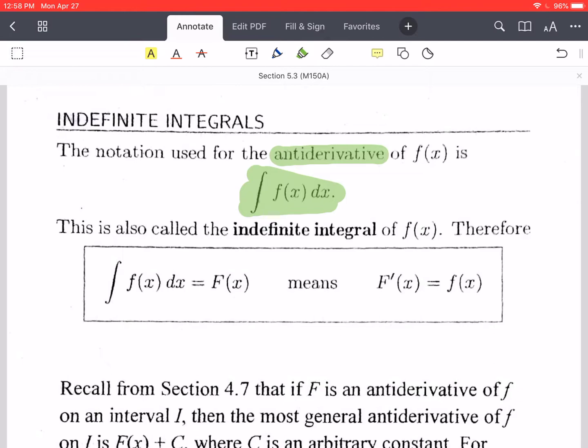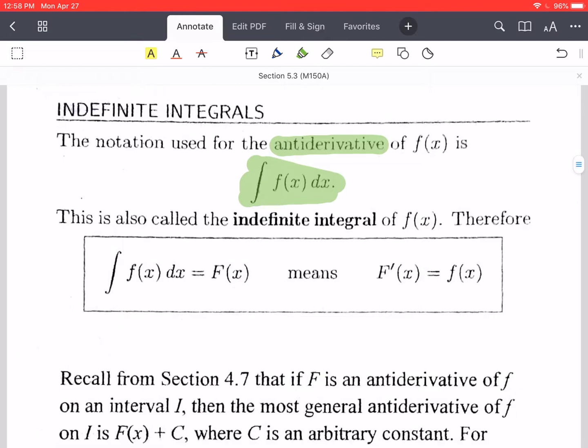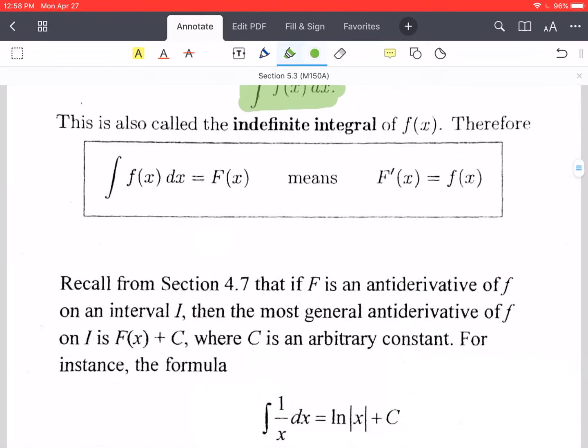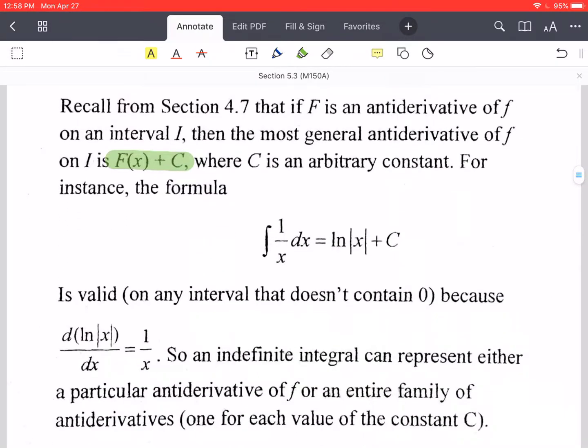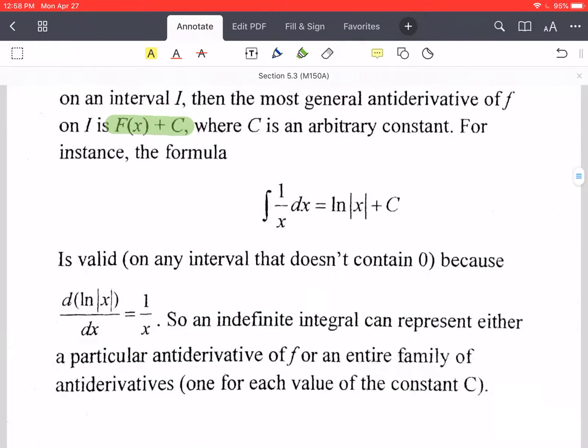You can't forget that when you take an antiderivative, it does require that arbitrary constant, that plus c, and that's what this paragraph down here talks about. So you're going to take the antiderivative and then add c to it. Okay, and you can see down here, for example, the antiderivative of 1 over x is ln of absolute value of x plus c. Okay, and we get that because the derivative of ln of absolute value of x is 1 over x.